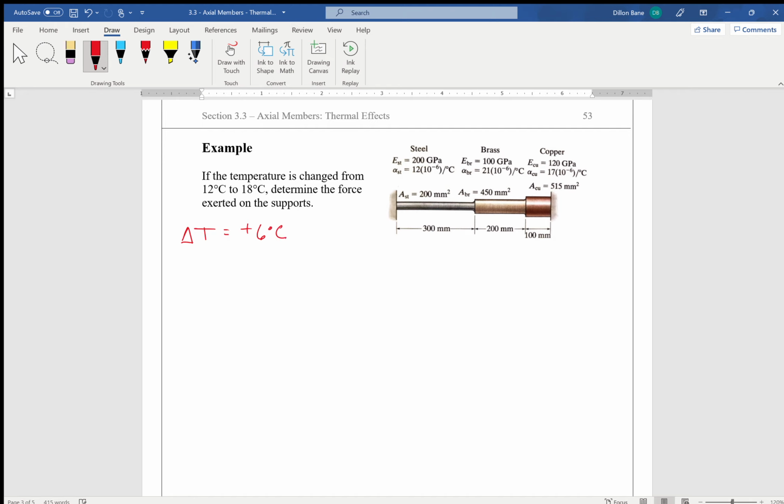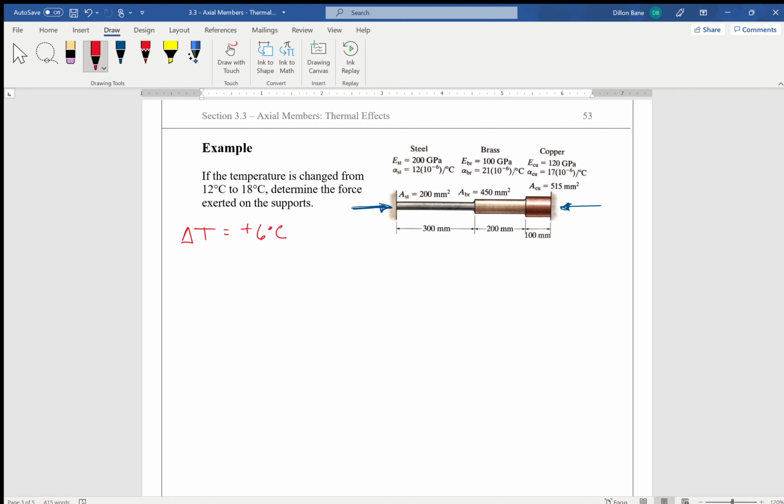Since delta T is positive, our bars are going to want to expand. If the rods want to expand but they can't, because they are supported at each end, that means the reactions developed are going to be compressive reactions. So they're going to push on the rod assembly, like we've drawn just now.